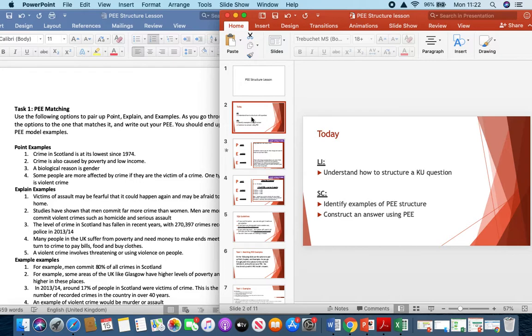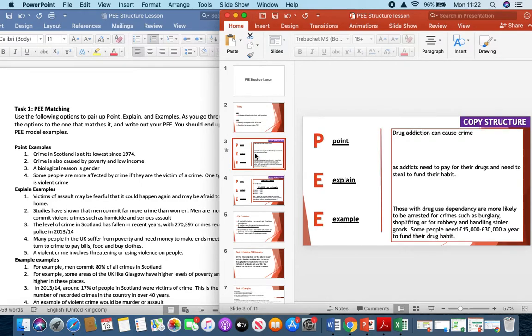So I really want to focus on going through exactly what we need to do. Here's an example of a structure, so it might be a good idea to copy this down. Drug addiction can cause crime. As addicts need to pay for their drugs, they need to steal to fund their habit. For example, those with drug dependency are more likely to be arrested for crimes such as burglary, shoplifting, robbery, handling, and so on. It's a really good example. That's the kind of structure we're going to do.